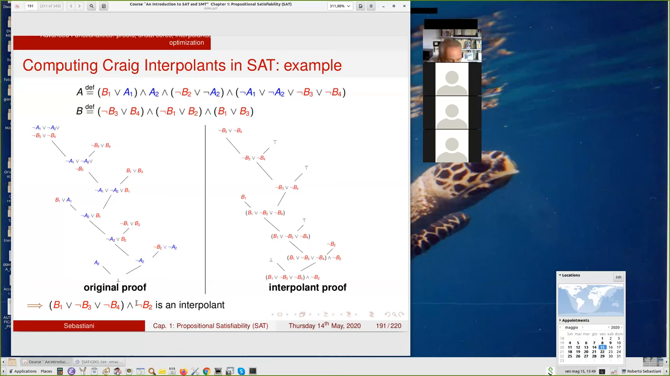Are the interpolant and B together inconsistent? I would say yes, because not B2 causes the unit propagation of not B1 here. Not B1 causes the unit propagation of B3 here, and not B3 causes the unit propagation of B4 here. So overall, you unit propagate not B1, B3, and B4, which are exactly those which make this clause false. Okay, so this is indeed an interpolant.